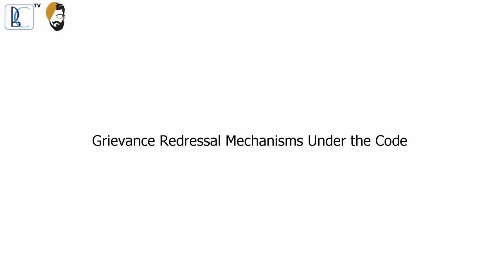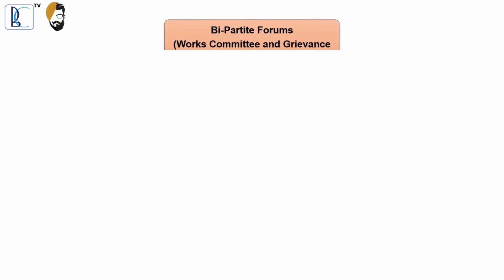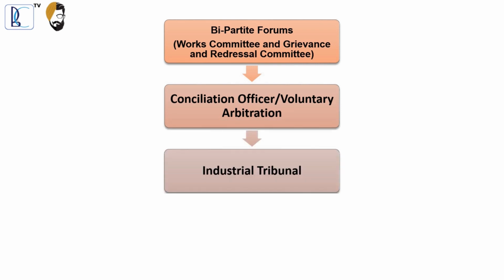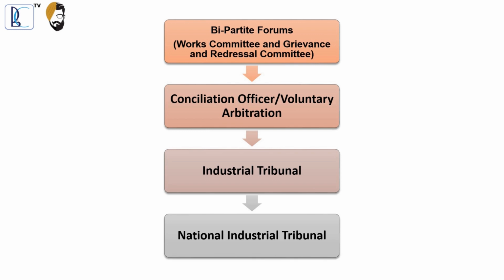Grievance redressal mechanisms under the Code: bipartite forums, namely the Works Committee and the Grievance Redressal Committee; Conciliation Officer; Voluntary Arbitration; Industrial Tribunal; and National Industrial Tribunal.